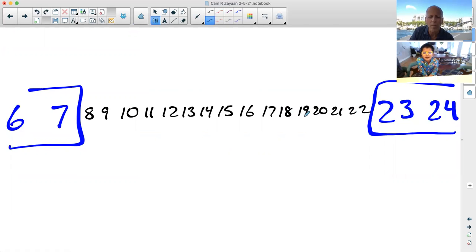All right, I've got them all. Sometimes, Zayaan, I count from both ends to the middle. I count from both ends. It's kind of a fun thing to do.